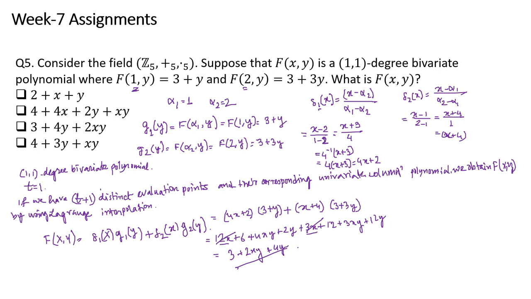So this is the interpolated value of the expected degree 1 bivariate polynomial. So 4y plus 2xy plus 3. This is the correct answer.